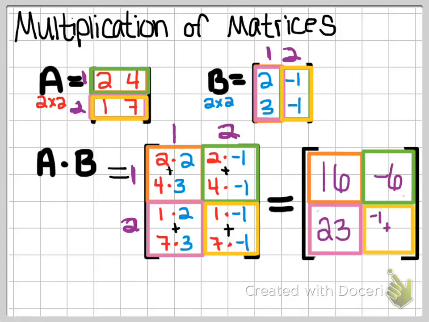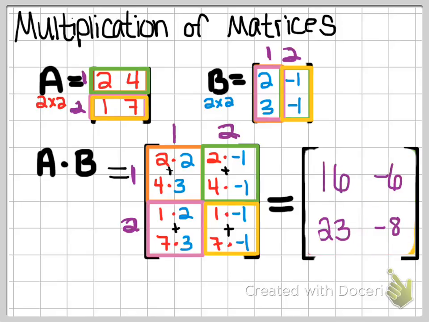And then finally, my last element, 1 times negative 1. That went a little fast, so I'll back up. 1 times negative 1 is negative 1, which is going to be increased by 7 times negative 1, which is negative 7. Add them together, and you get negative 8. So I'm going to take away all of that little extra stuff and highlight it a little bit more. And what you can see is that my answer from multiplying matrix A by matrix B is another 2 by 2 matrix. It's simplified nice and easy.